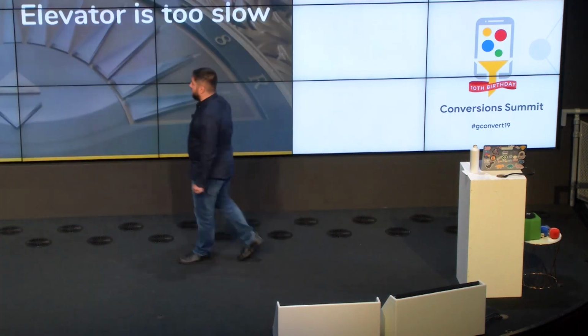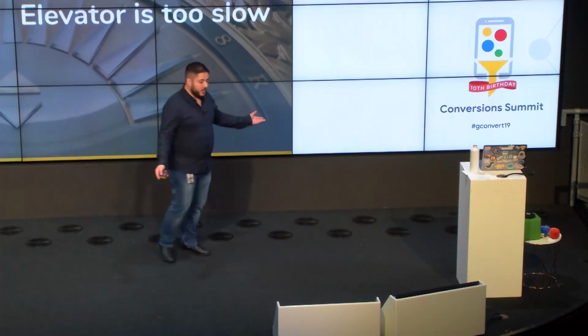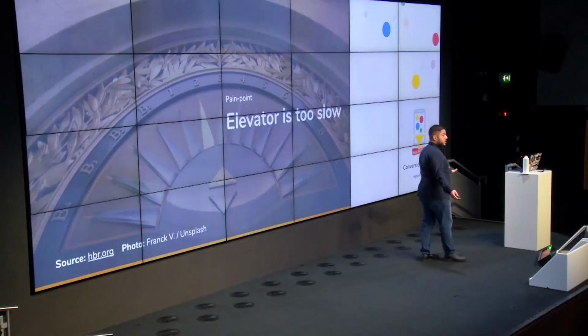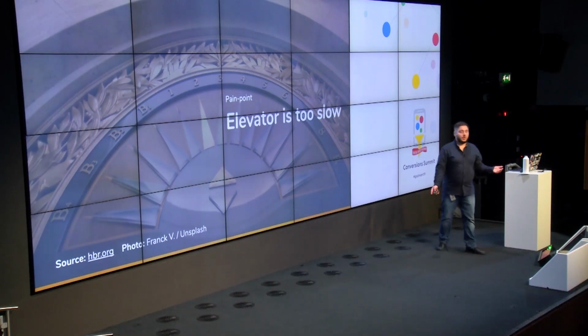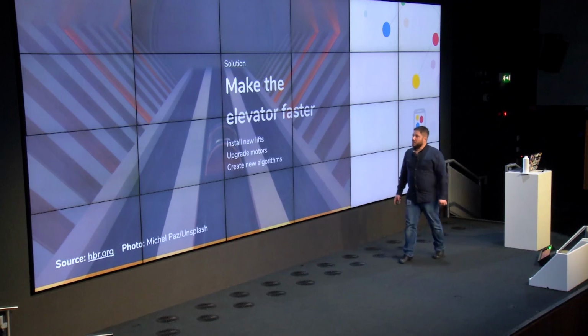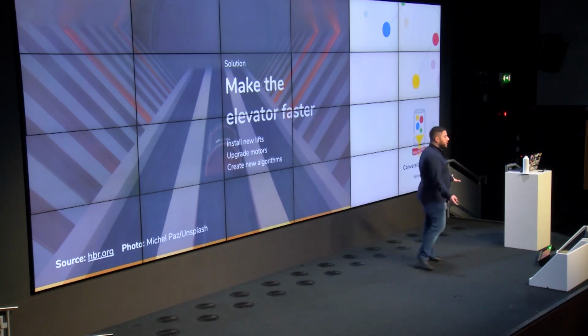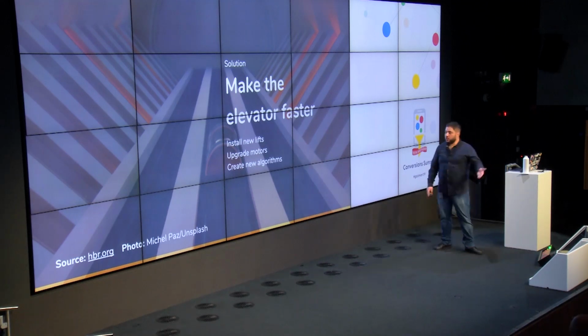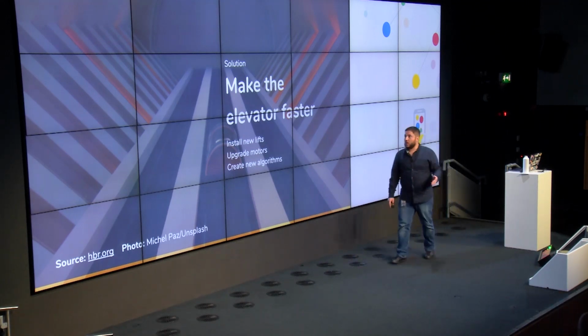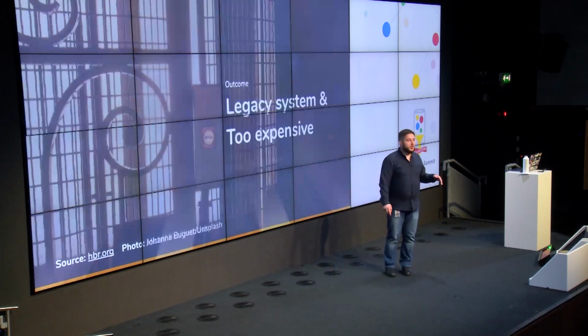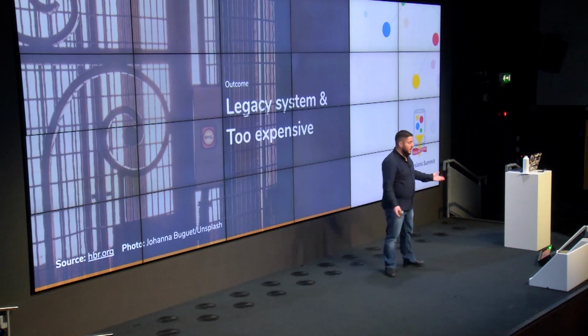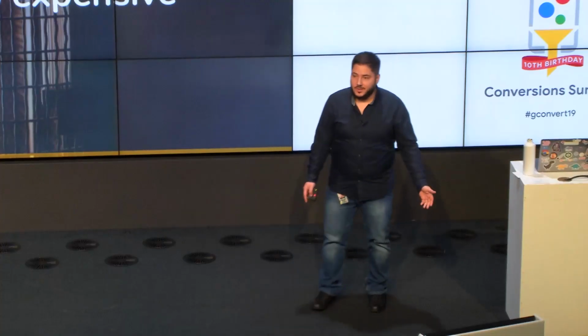Well, this is the elevator story. A huge pain point: elevators are really slow. Building managers have to deal with complaints from their tenants quite a lot. So make the elevator faster. How do you do that? Well, you could install a new lift, you could upgrade motors, you could create new algorithms. But the problem is it's not usually feasible to do this. It's quite an expensive thing to actually do.